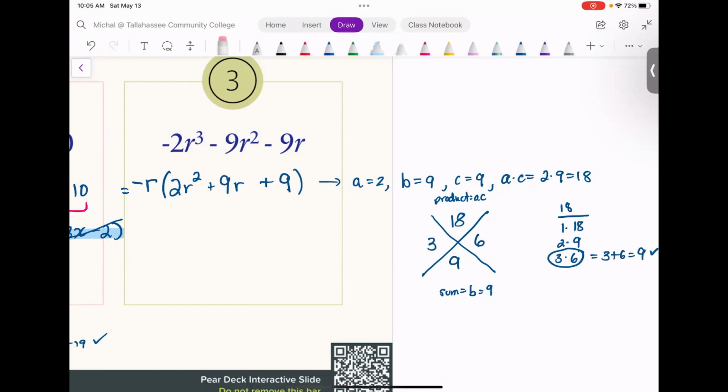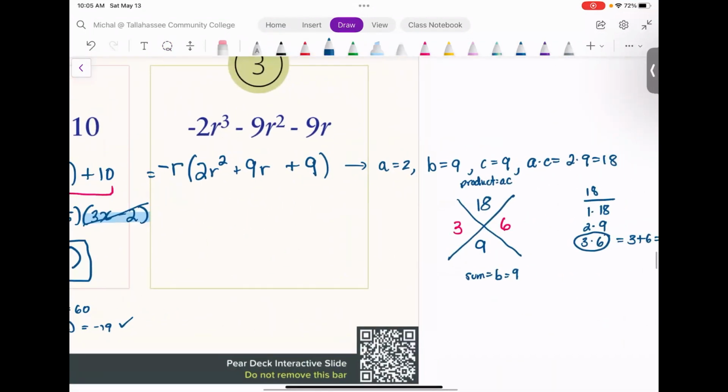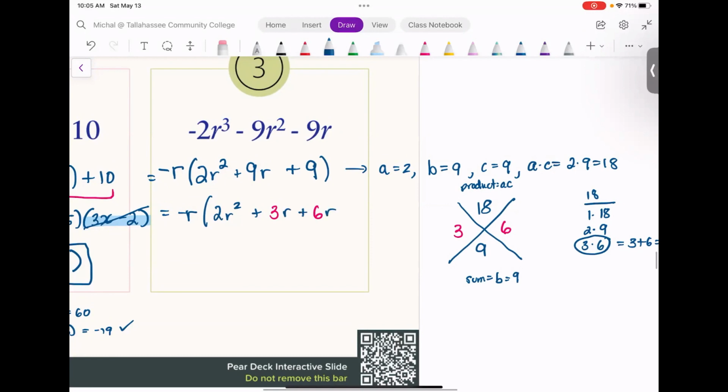So I'm going to go ahead and I'm going to rewrite my expression. So I split my plus 9r term into 3r plus 6r. I bring down my outside factor of negative r, and I just bring it along for the ride. This is going to be 2r squared plus 3r plus 6r, plus 9.